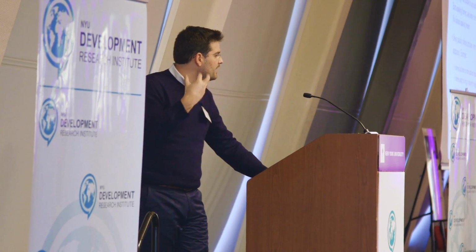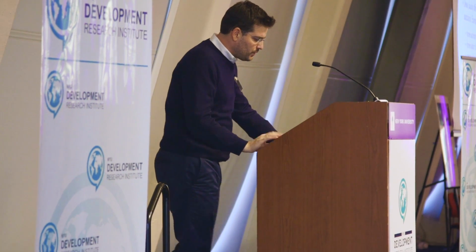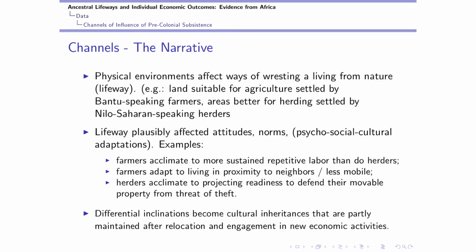On the other hand, you have other stories that say that, look, even in a perfect institutional environment, the fact that your ancestors were doing for hundreds of years the same type of activities, they got acclimatized to a given set of beliefs, a given set of values that were best for the type of activity they were engaged with. For example, farmers, by the very fact that they have to do repetitive labor, acclimated to more sustained repetitive labor than herders. They adapt to living in proximity to neighbors because in a farming homeland you are more likely to be very close to other guys, whereas in pastoral homelands, density is much less important.